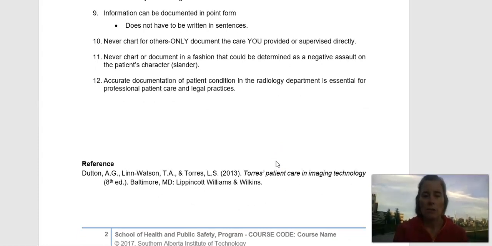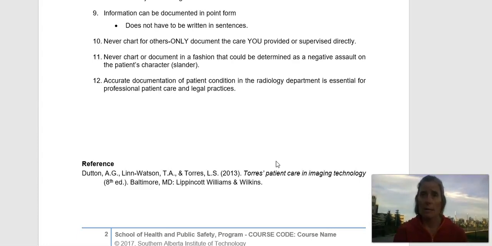Never chart or document in a fashion that could be considered a negative assault on the patient's character. That's actually one of the torts called slander. So the observations that you make can be descriptive, but they cannot be in what would be considered an opinion-based manner. Accurate documentation of a patient's condition in the radiology department is essential for professional patient care and legal practices. When it comes to charting, please take your time.